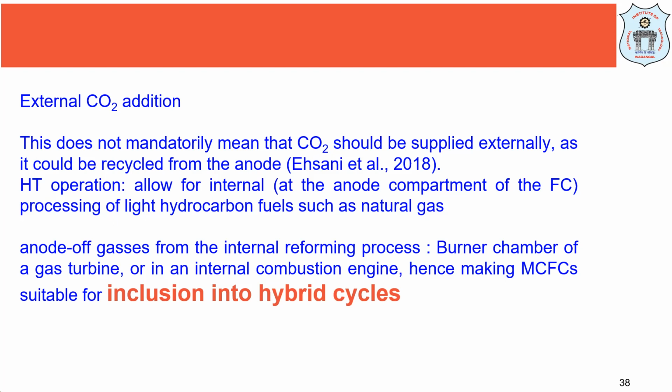So the high operating temperatures of such fuel cells allow internal processing of hydrocarbons, such as natural gas, as I already explained, which can take advantage of already existing production facilities and the delivery infrastructure for the fuel. The residual combustible anode gases from the internal reforming process can be burned in a burner chamber of the gas turbine, and that heat also can be used.